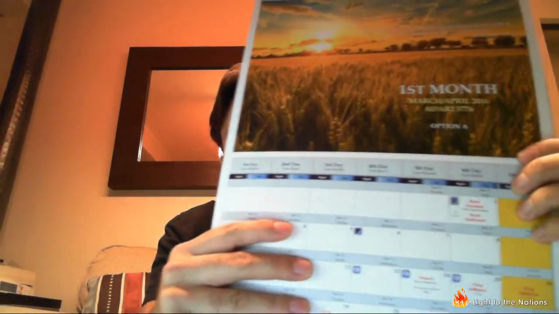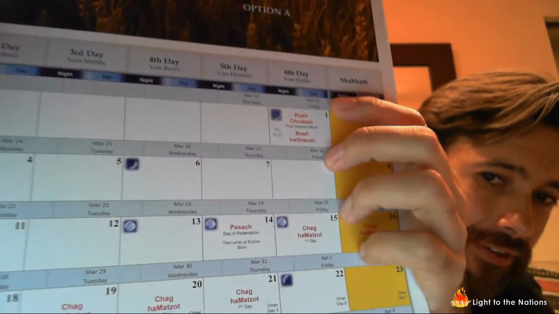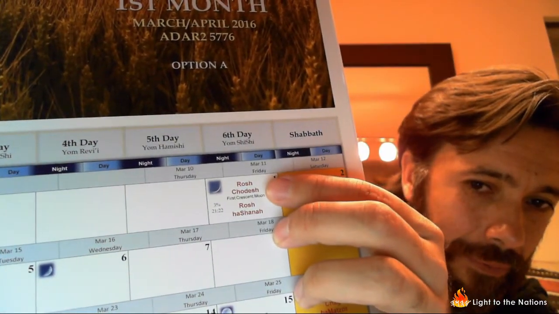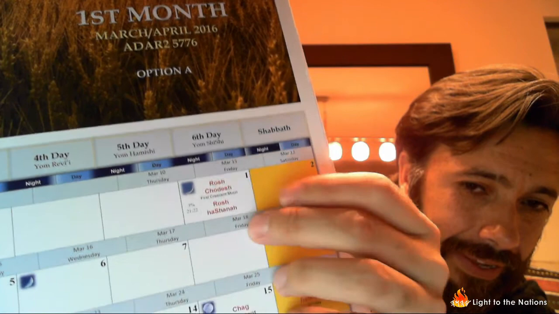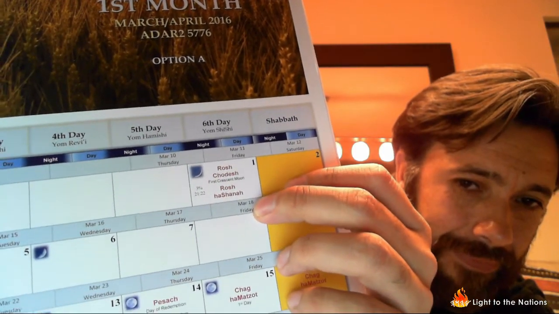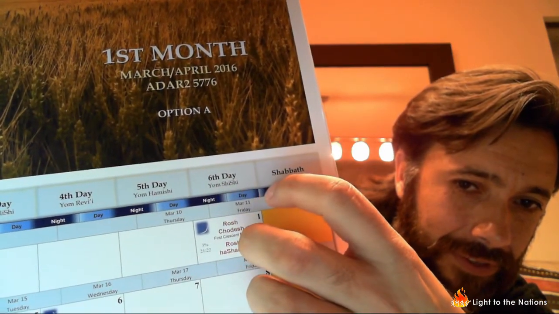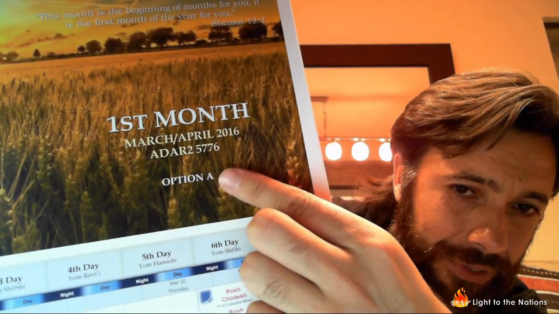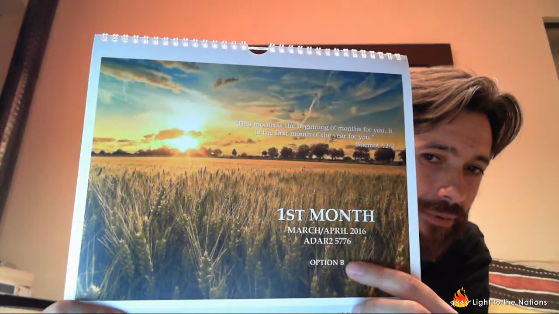In this calendar, you can see over there the first day of the first month is starting, and in the past I was calling it Rosh Chodesh, starting with the new moon. I also have in this calendar the understanding of a day from Erev to Erev, and I even had an option A. I will show you. I also had an option B.